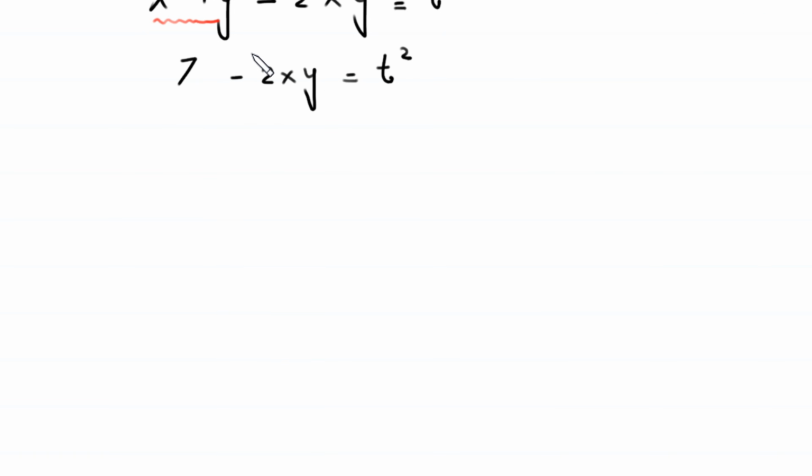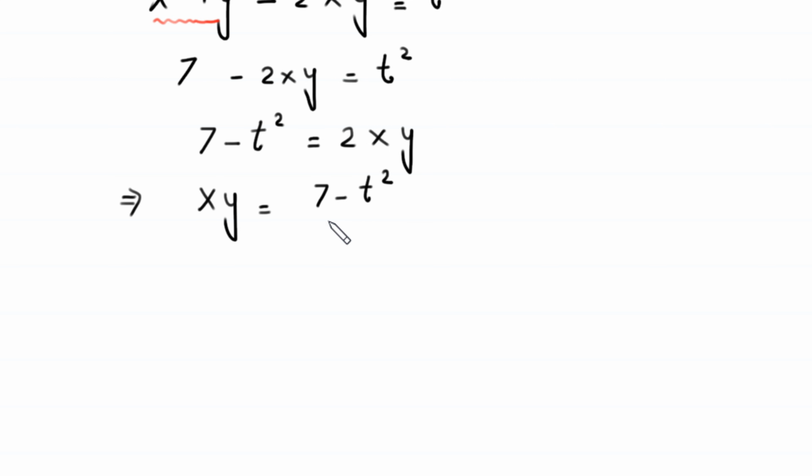Now we move this negative 2xy to the right hand side and this t squared to the left hand side. This will become 7 minus t squared is equal to 2xy. And if we divide both sides by 2, this implies that x times y is equal to (7 minus t squared) divided by 2.